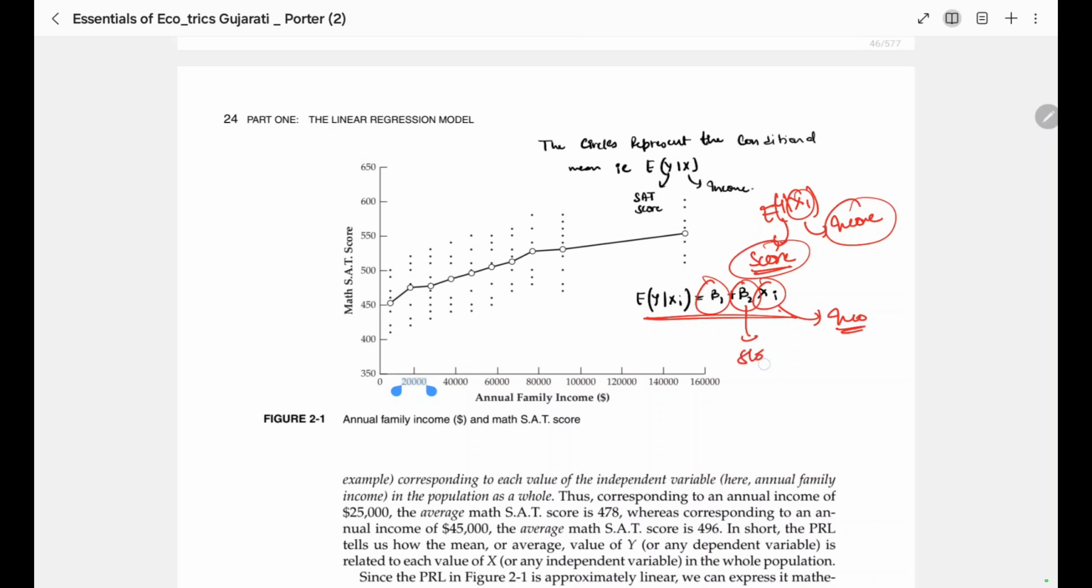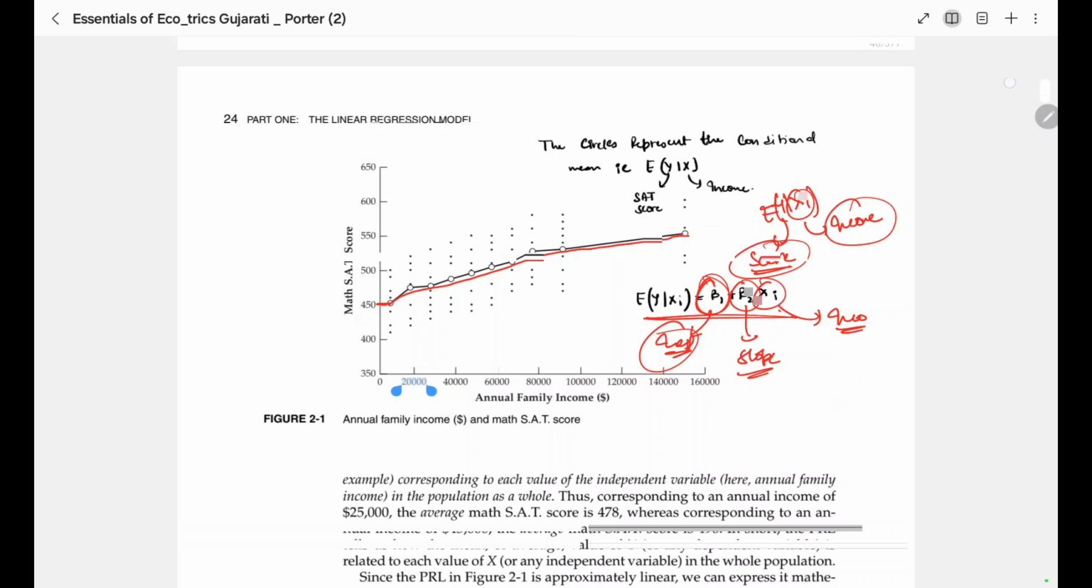Beta 2 is the slope of this line, and beta 1 is the intercept. Intercept means where the line starts, the intercept on the y-axis. We get the intercept by putting income equal to 0. We get the intercept, that even if there is 0 income, some score would be there. That is where we will start from, right? Here there is no such thing, but in some situations we have this intercept, where this line will touch the y-axis.